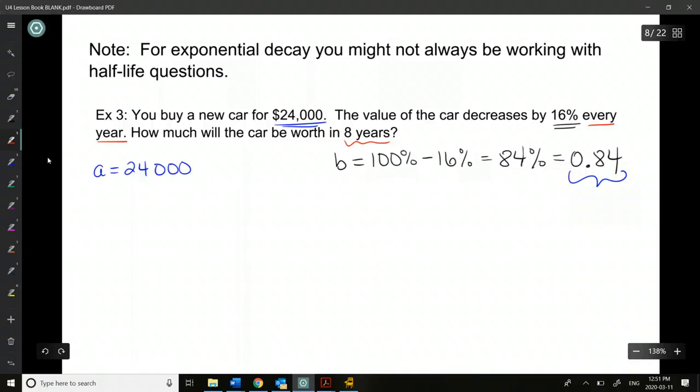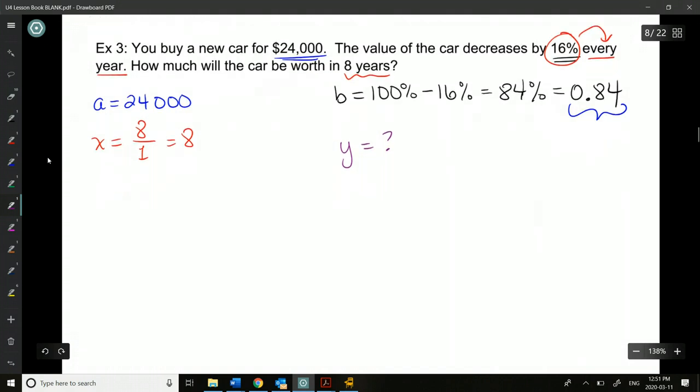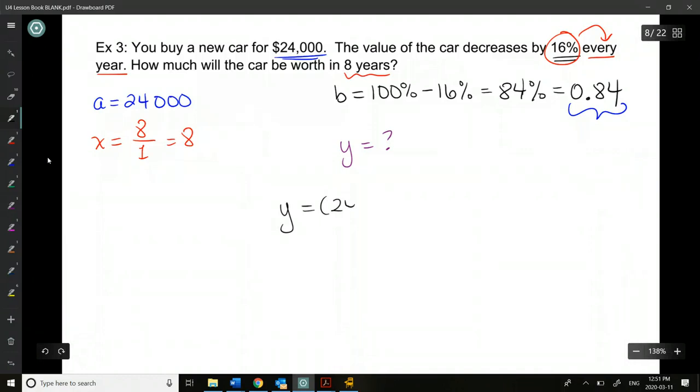So when you go to calculate X here, our total time is 8 years. And it decreases by 16%. How often? Every 1 year. So it's like 8 over 1 here. And our question mark is, Martez, what don't we know? Yes. Very nice. Exactly. All right, so we're going to plug this into our formula from above. And just calculate.